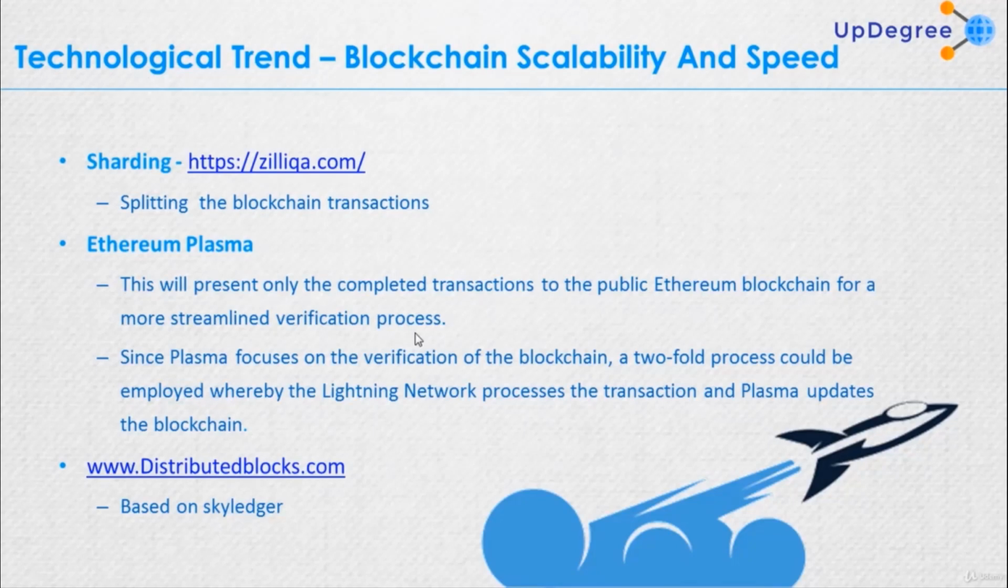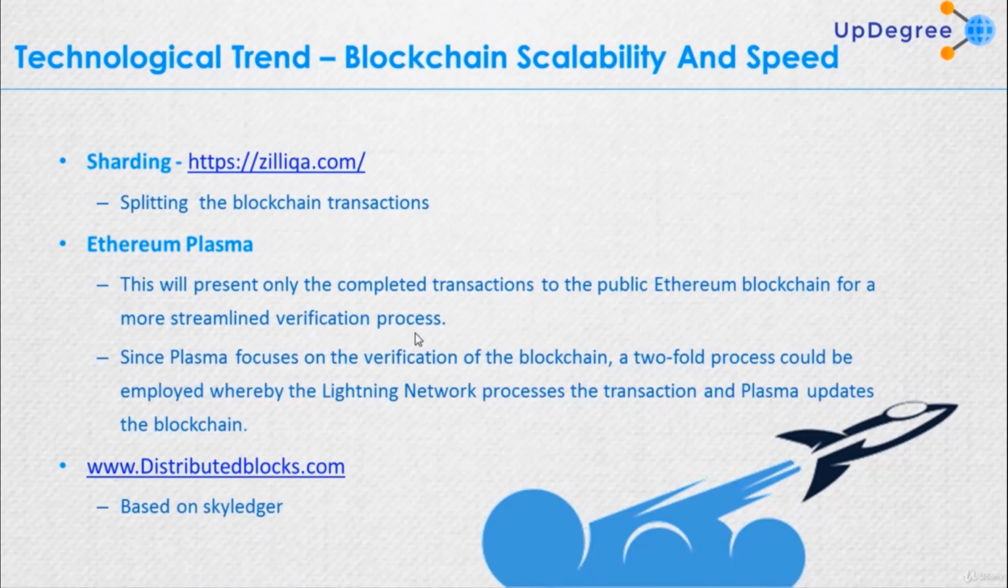There are other things, like sharding, which is a very great example where you can actually split the blockchain transactions. There is an example called Zilliqa. If you have time, you can go and see. This is like a very Turing process, as you say in technology language. It actually splits the blockchain transactions to increase the speed, and there is an algorithm that runs to split the transactions as per the requirement of the use case. Ethereum Plasma is a more streamlined verification process using the Ethereum blockchain. It uses a light networking process for transactions, and it actually updates the blockchain.